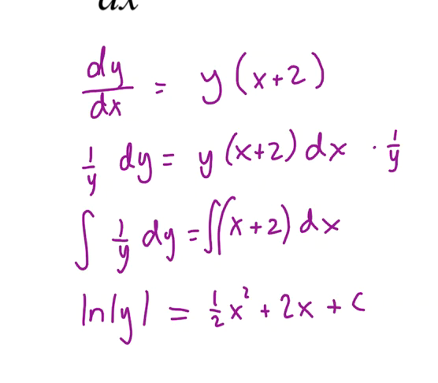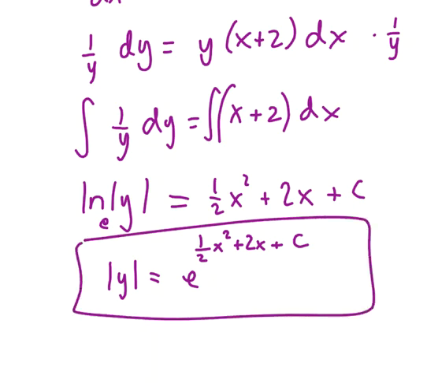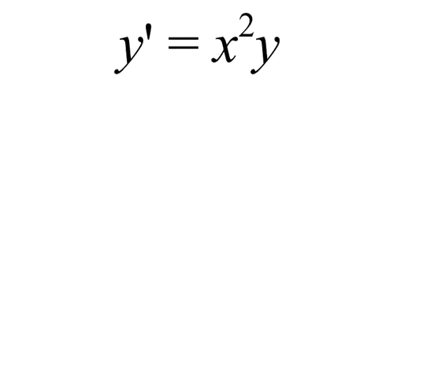Again, I'm only putting one constant because the two constants could have combined. From here, if I wanted to isolate y, I have the absolute value of y is e to the 1/2 x squared plus 2x plus c. And that's just converting back to an exponential equation. We'll look more at those in depth in the next section with applications.